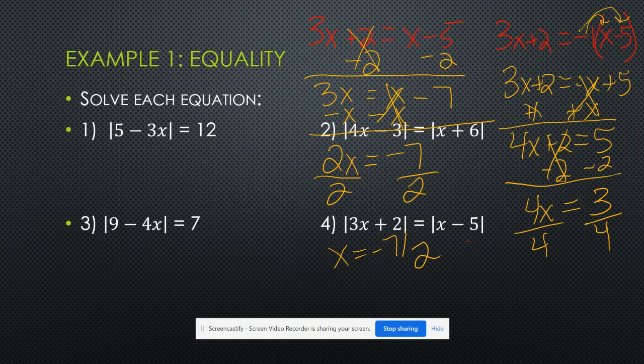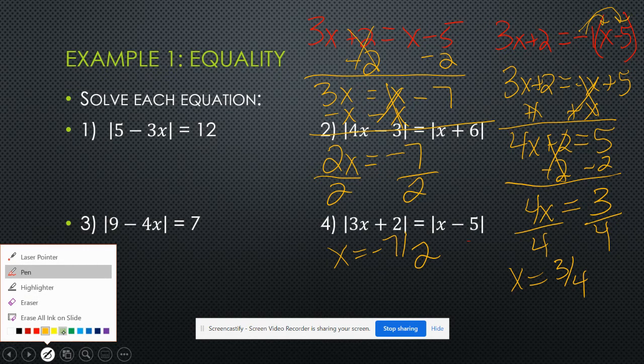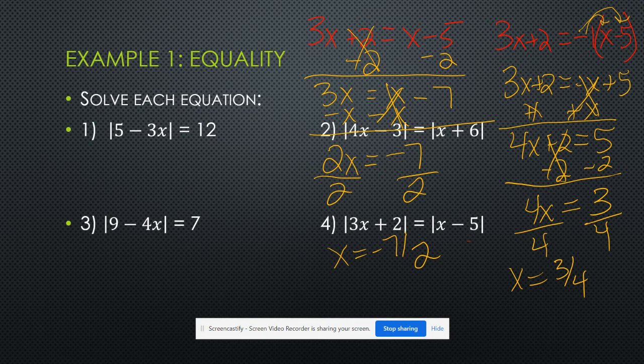And divide by 4 for our last step. So x is equal to 3/4. I can't simplify 3/4. And remember, we want an exact answer, so we will leave our fraction alone. That makes our solution set -7/2 and 3/4 in our braces.